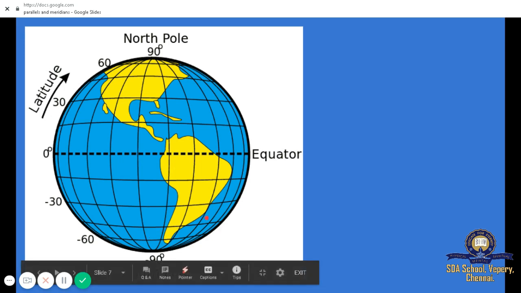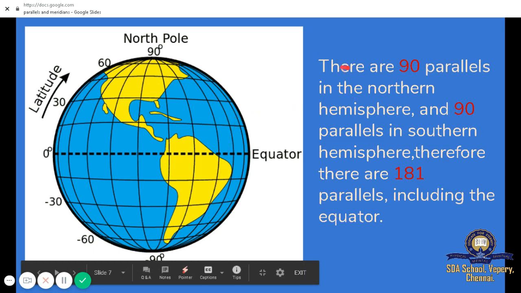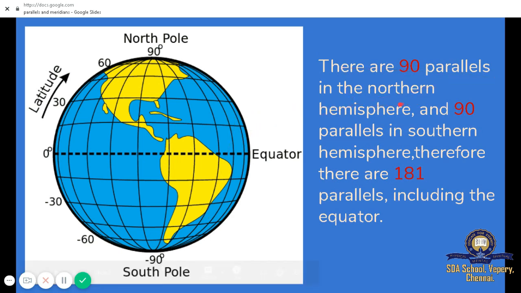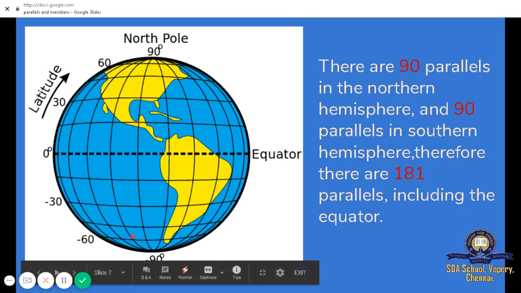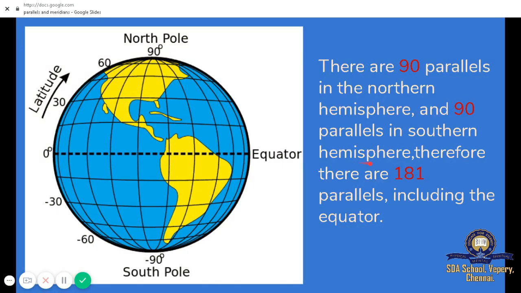Likewise, there are 90 parallels in the northern hemisphere and 90 parallels in the southern hemisphere. The upper north part of the equator is called the northern hemisphere, and it has 90 parallels. The south part of the equator is called the southern hemisphere, and the southern hemisphere has 90 parallels.